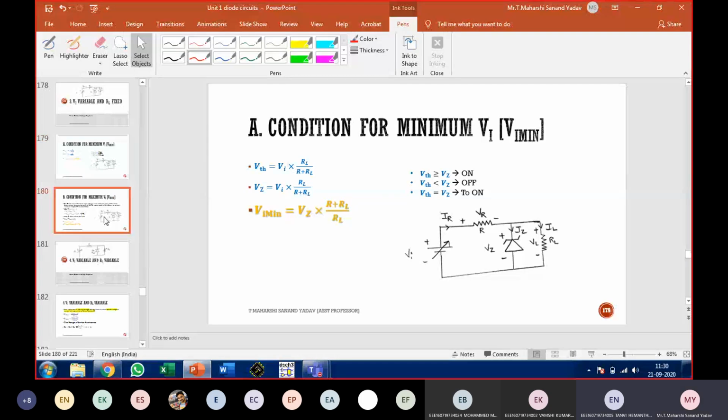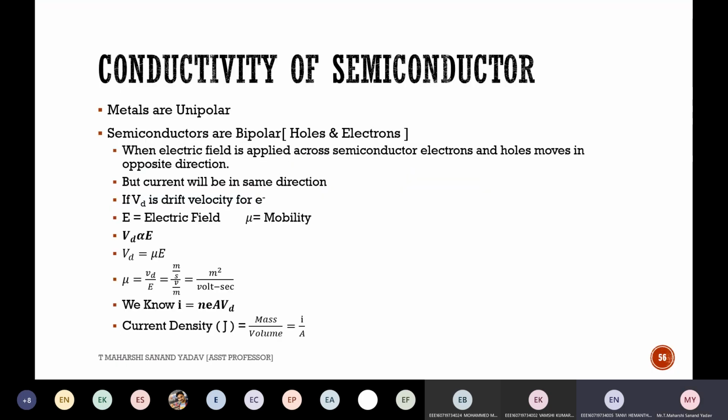Now you see this VI max. The condition for maximum input voltage is limited by the value of maximum Zener current. In the Zener diode case, if I increase the input, obviously current will increase. But what will be the output? Will it also increase, or will it be constant? Constant.